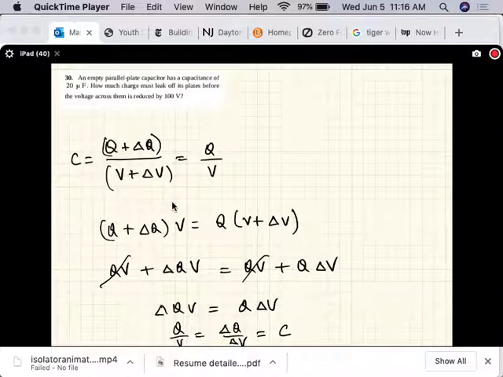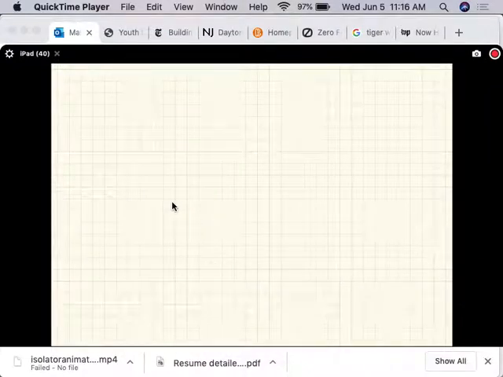Okay, so what is the question again? How much charge must leak off its plates before the voltage is reduced by 100 volts? So you put 100 volts there, and then you can calculate how much charge needs to leak out. So that's what that equation is telling us.